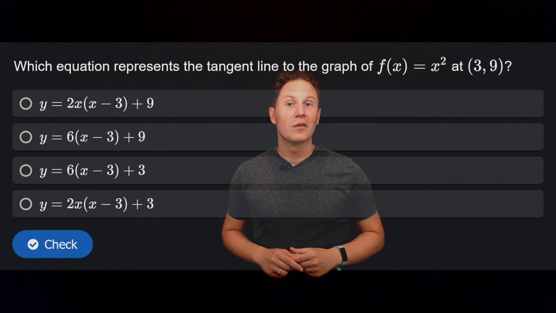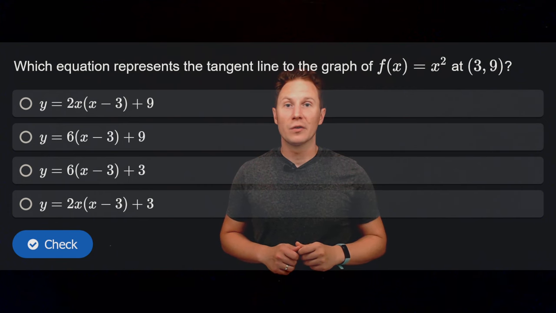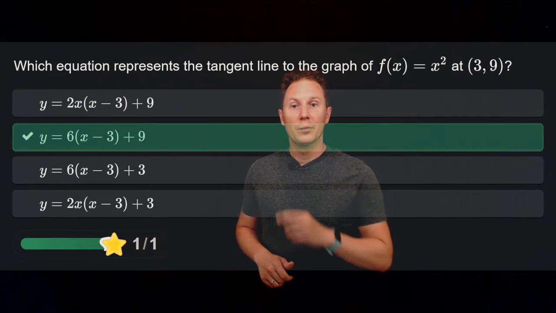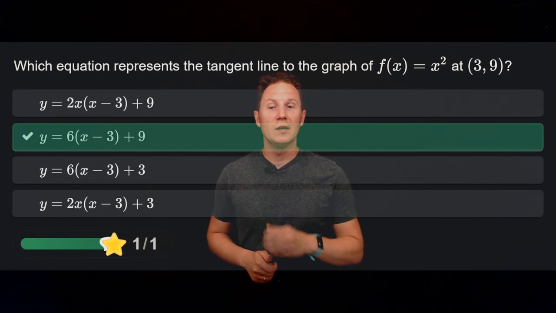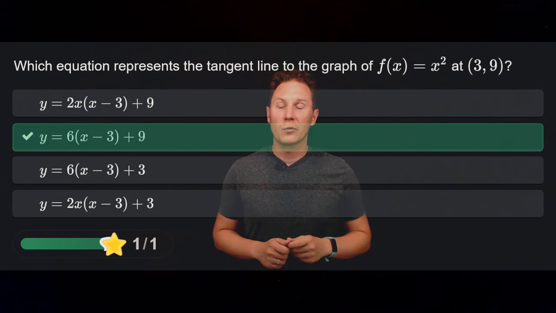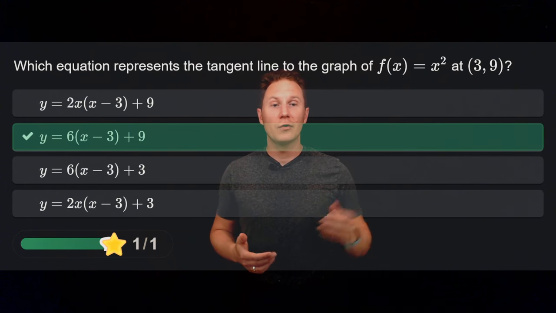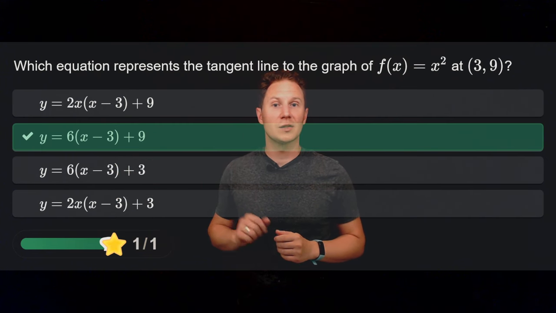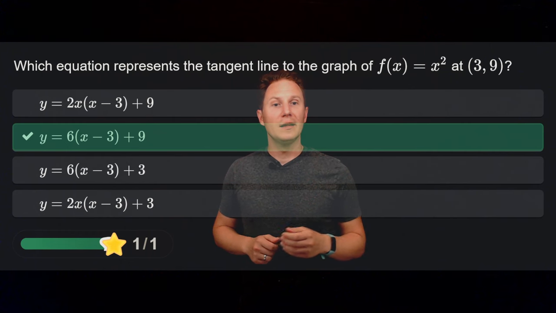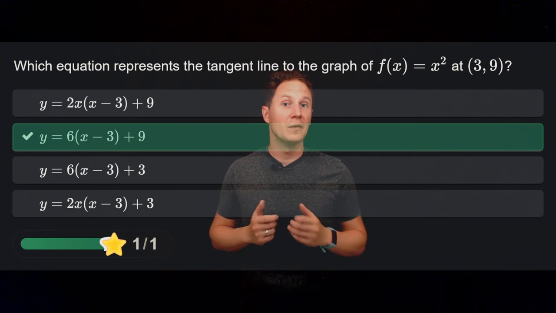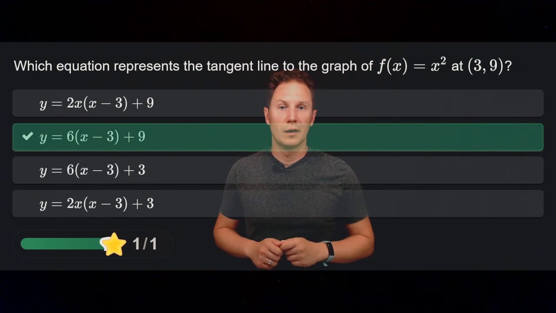Which equation represents the tangent line to the graph of f of x equals x squared at the point with coordinates 3 and 9? Pause the video and select your answer now. Hope you paused it and have selected the second option, which indeed matches what we saw for the equation of the tangent line. So the derivative of x squared at a is 2a, so at x equals 3 it's 2 times 3, that is 6, that's why the slope of that line is 6. And indeed, when x is equal to 3, the y coordinate becomes 9, so it passes through that point.